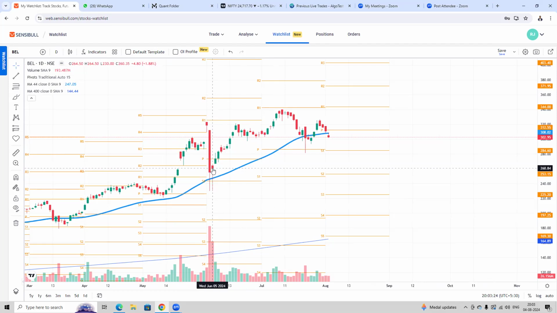So these are all the chart patterns, right? So simple chart pattern. You look for a green candle above 44 days moving average, which is going upward. That's it. Enter on the top, keep a stop loss of the low, 1:2 reward. Only 3 rules. It's as simple as that. You follow this for 21 days.